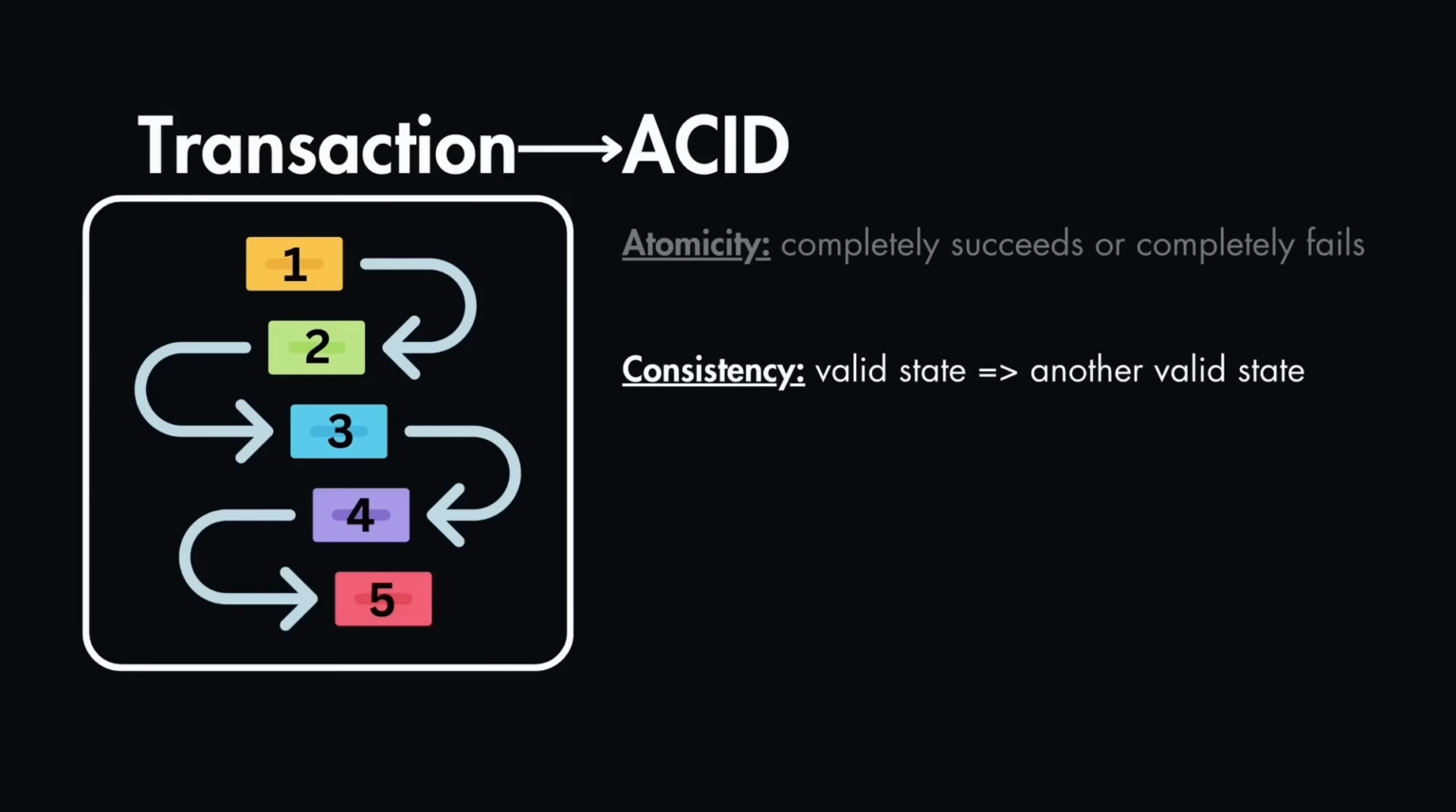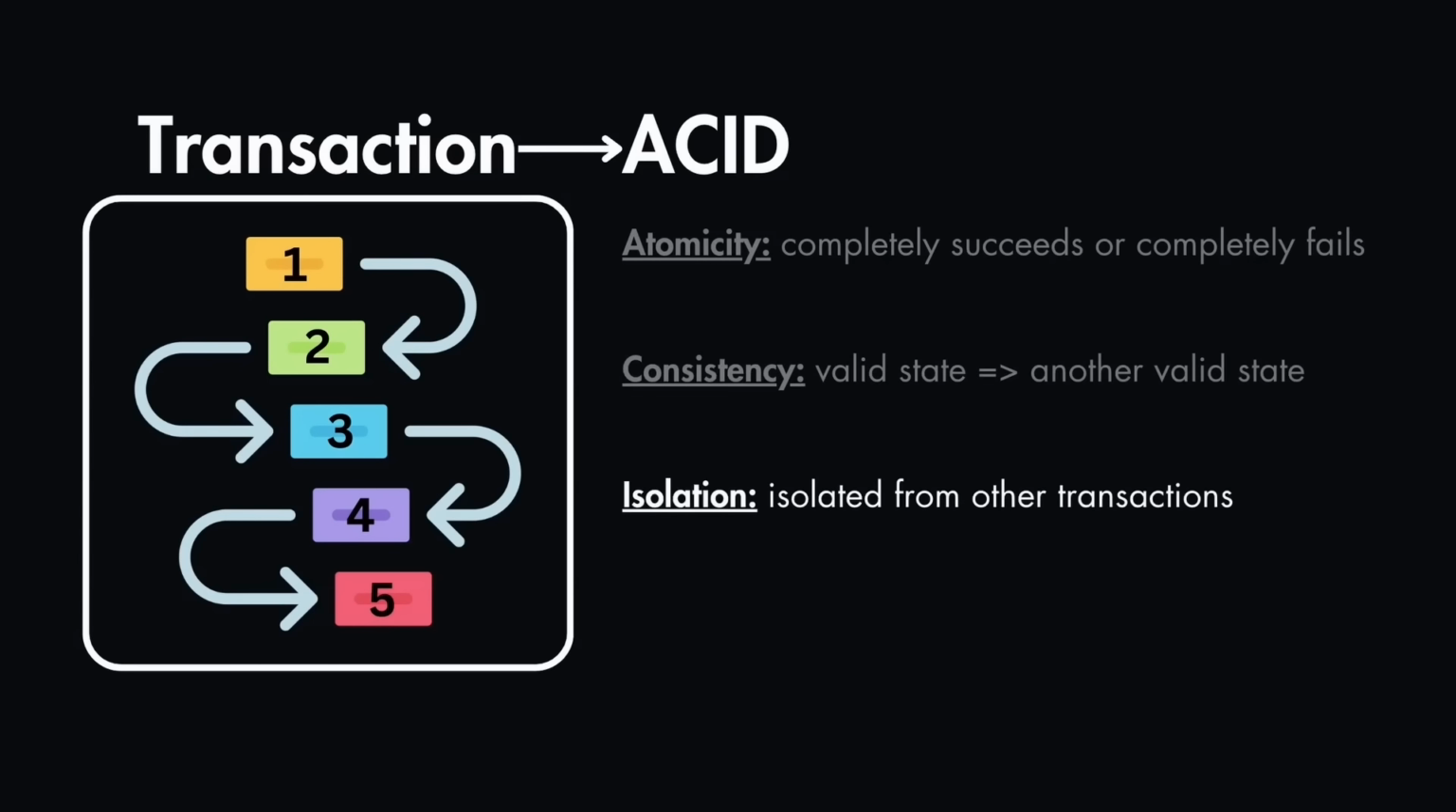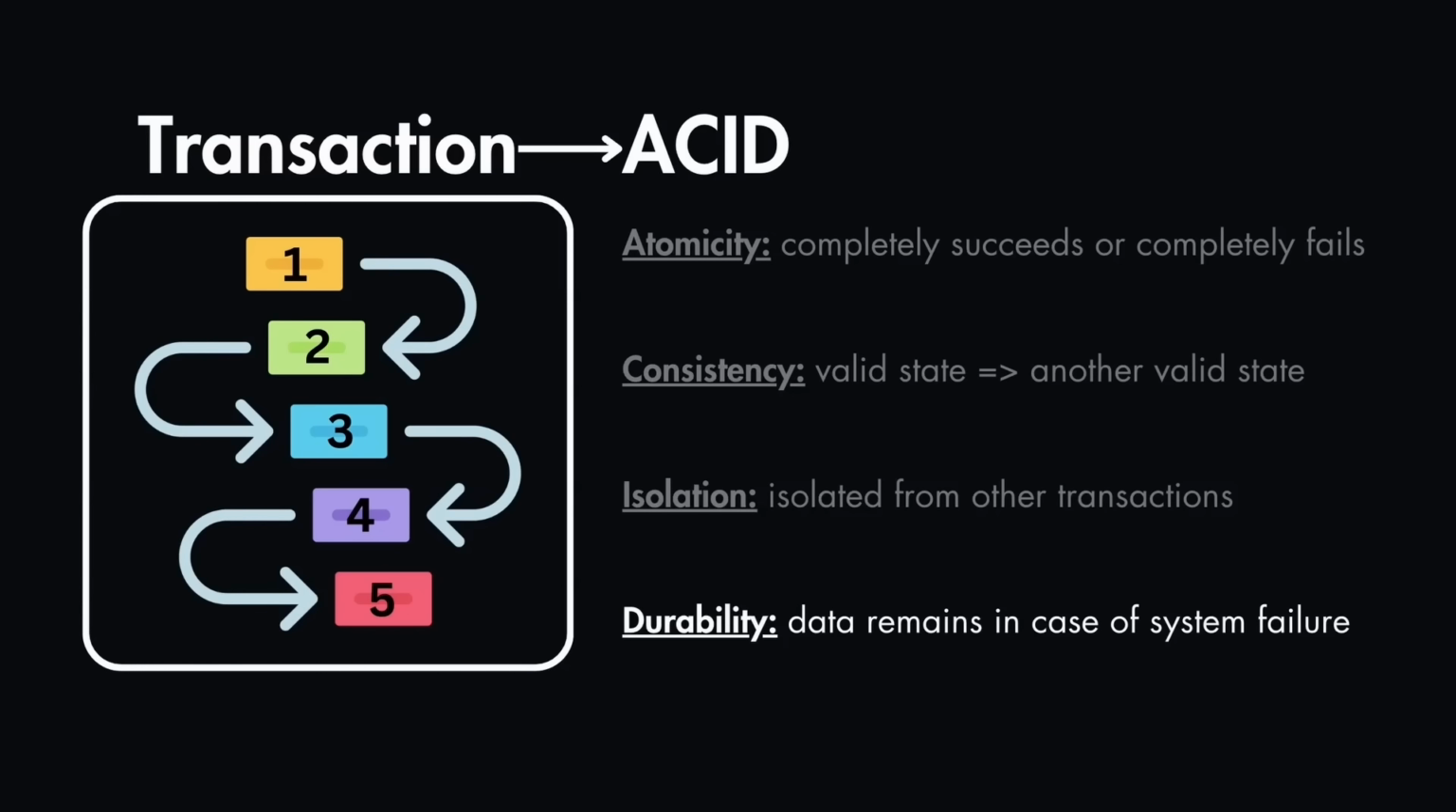Each transaction is also consistent, which means that it transfers the database from one valid state to another valid state. And they also come with isolation, which means that modifications made by concurrent transactions are isolated from one another and they don't interfere with each other. And lastly, they come with durability, which means even if the system fails or the database server fails, the data will still remain there.